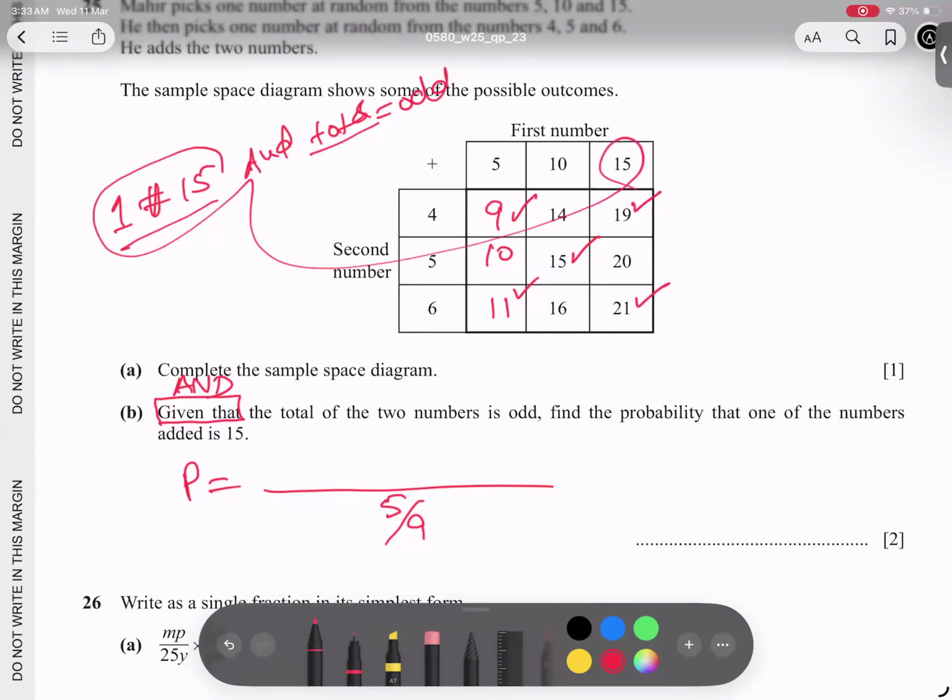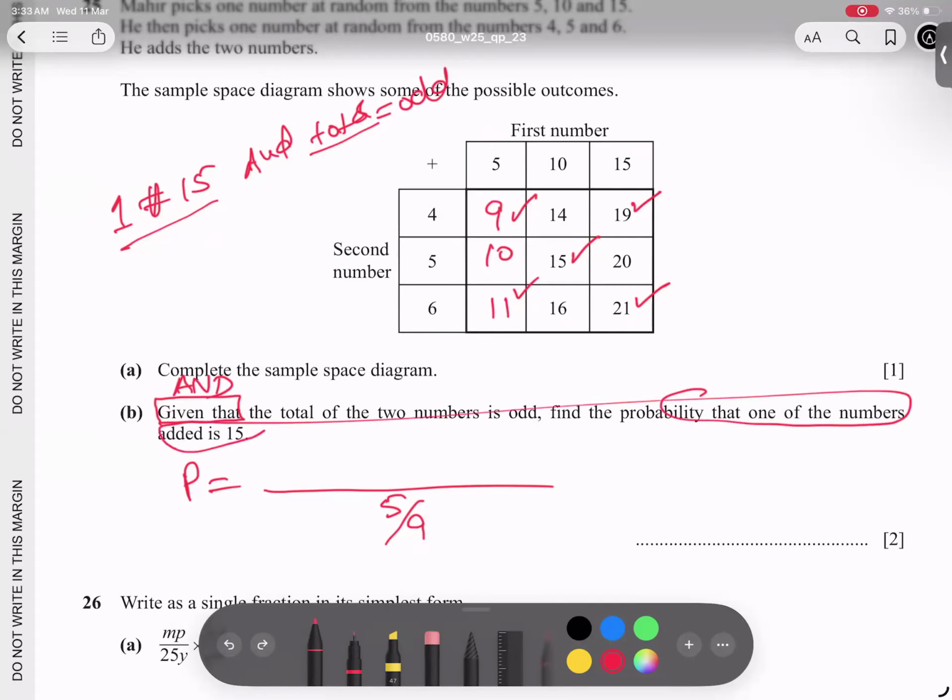One of the numbers is 15. So we have these numbers, because these numbers are a result of the 15. These numbers result due to the 10. These numbers are a result of the 5. But he said no, the result of 15. Read again: the probability one of the numbers added is 15. So we talk about this column. In this column, how many numbers are odd as well? So two numbers are odd and a result of 15. So 2 out of 9. If 9 cancels, we get 2 over 5.